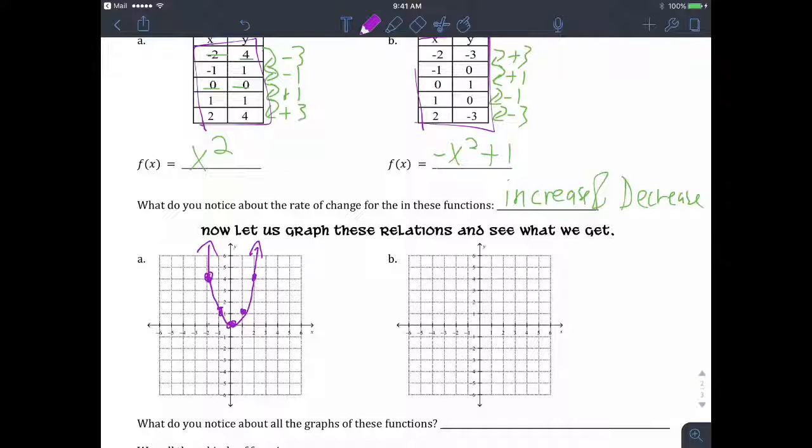Now for the next one, we're going to have negative 2, negative 3, so we're in the third quadrant. Negative 1, 0, we're on the x-axis. Then we have 0, 1, then 1, 0, and then we have 2, negative 3. And this is what this graph looks like. Now I gave you a choice to pick from, and the best choice for this was U or upside down U.